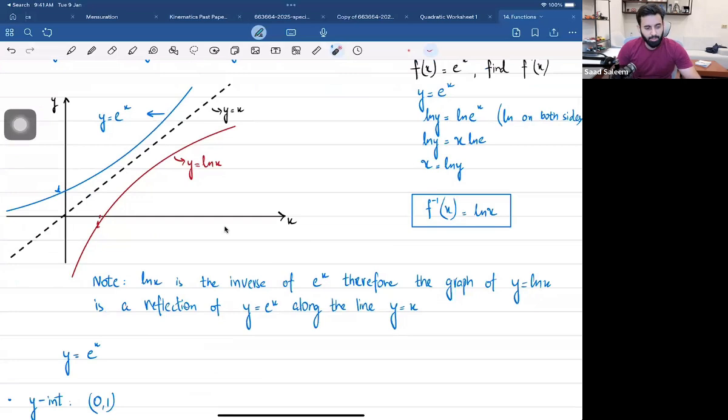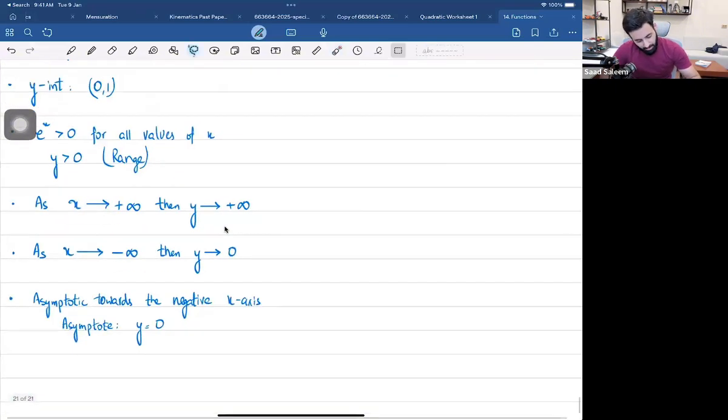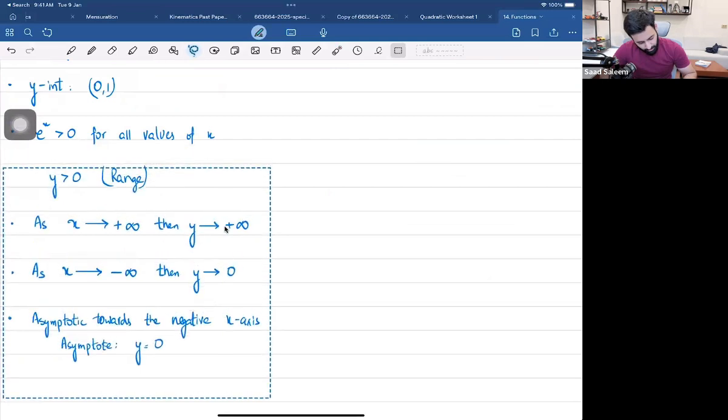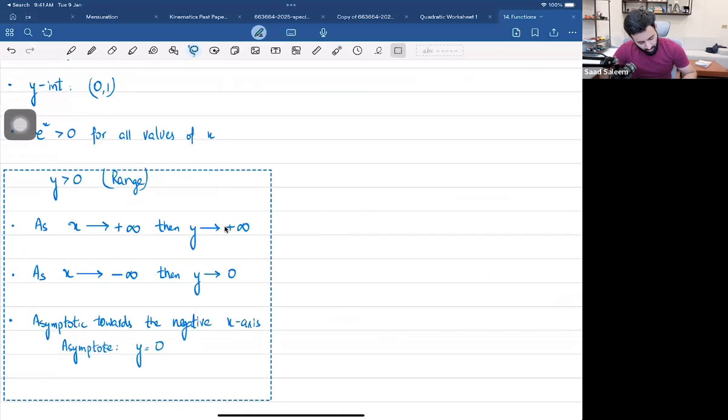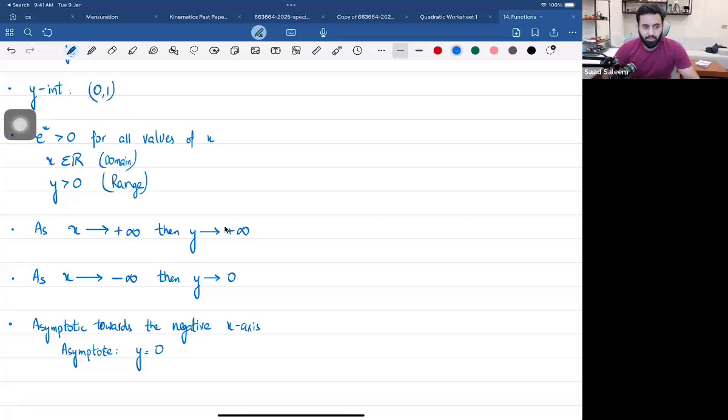All x values are real. You can plug in all real values. Okay, so in this, you can plug in all real values. Therefore, the domain is all real values. So I'm going to add a little note over here. I hope you guys haven't copied it yet. So x belongs to the set of all real values is the domain, and y is greater than 0 is the range.